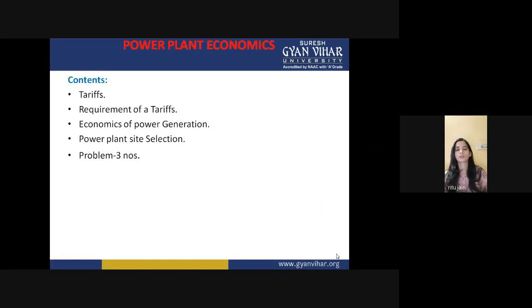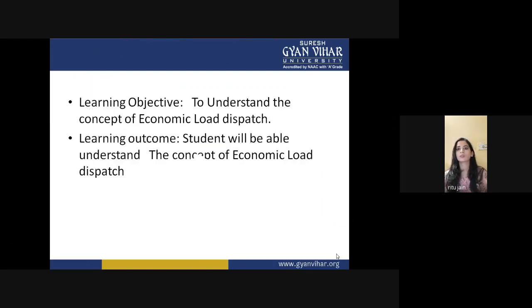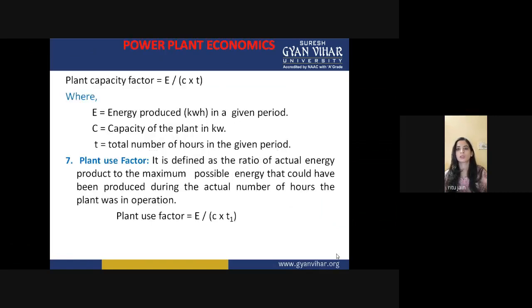Tariff, requirements of a tariff, economics of power generation, and power plant site selection and problems. So, the learning objective is to understand the concept of economic load dispatch, and the learning outcome we have already discussed. So, first we will discuss in this chapter what your plant capacity factor is.